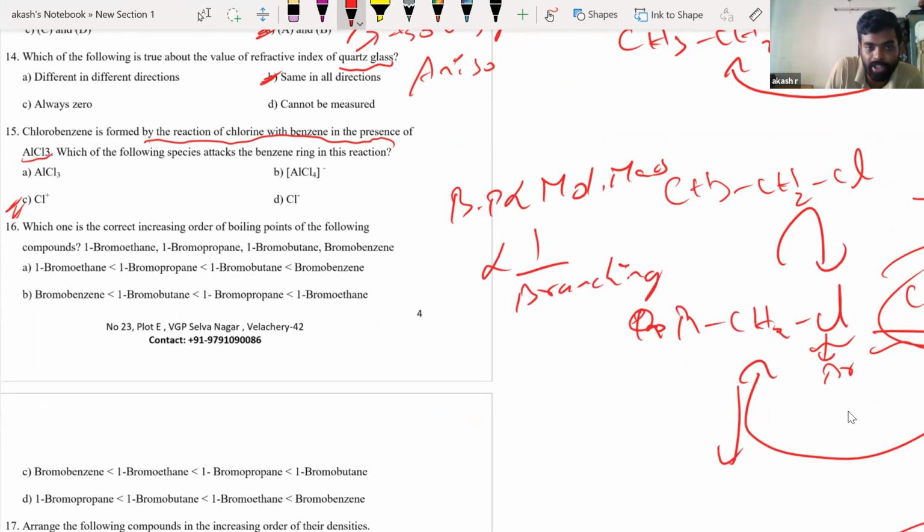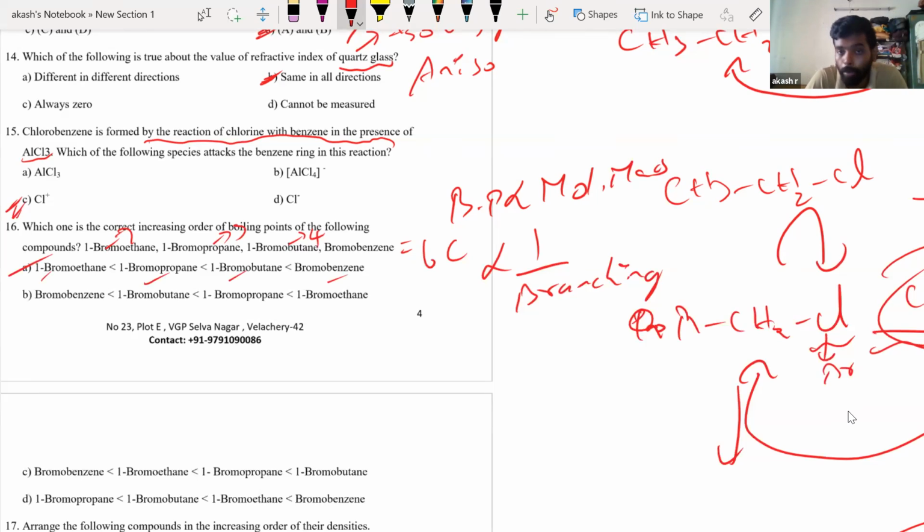Now here there is no branching coming. So the only case is molecular mass. Obviously, bromobenzene has 6 carbon atoms. This has only 4. This has 3. This has 2. So I can directly tell bromobenzene, bromobutane, bromopropane, and bromoethane is the correct answer.